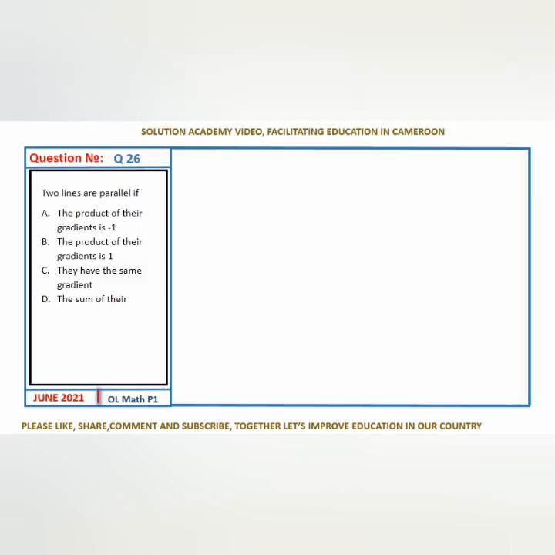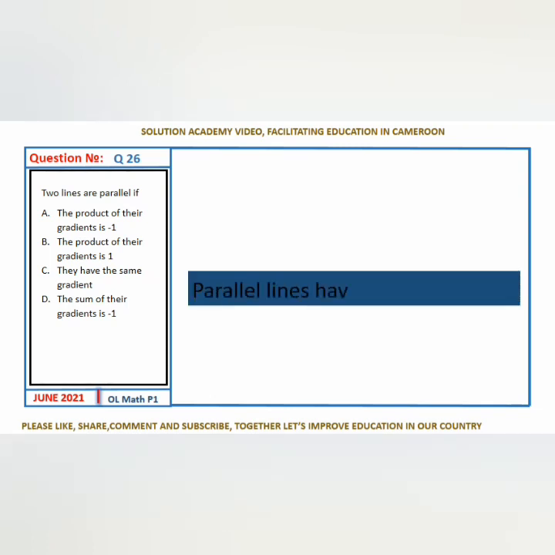Question number 26. Two lines are parallel if and only if. The correct option here is C, because two lines are said to be parallel if they have the same gradient. Okay, and note that two lines are perpendicular if the product of their gradients is equal to -1. Take note of that, because that is a short question that can come as well in substitution of this one.